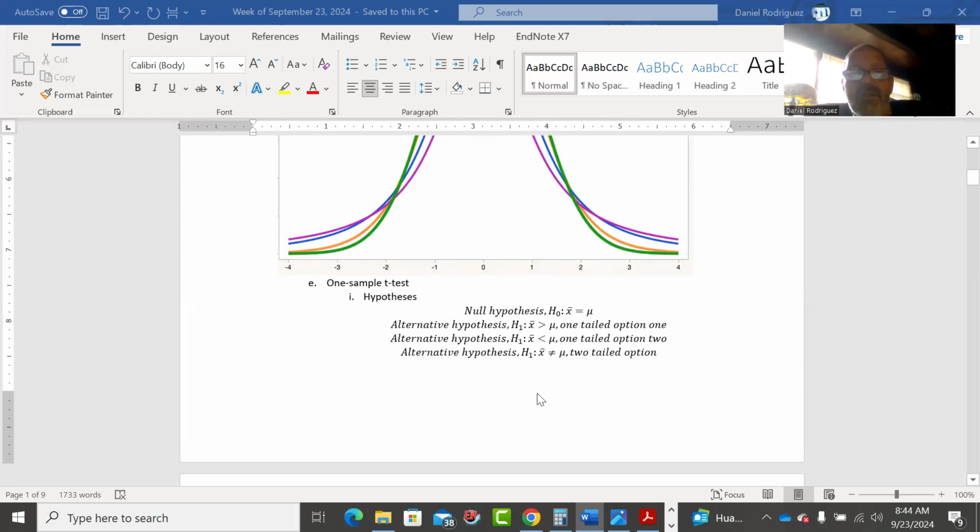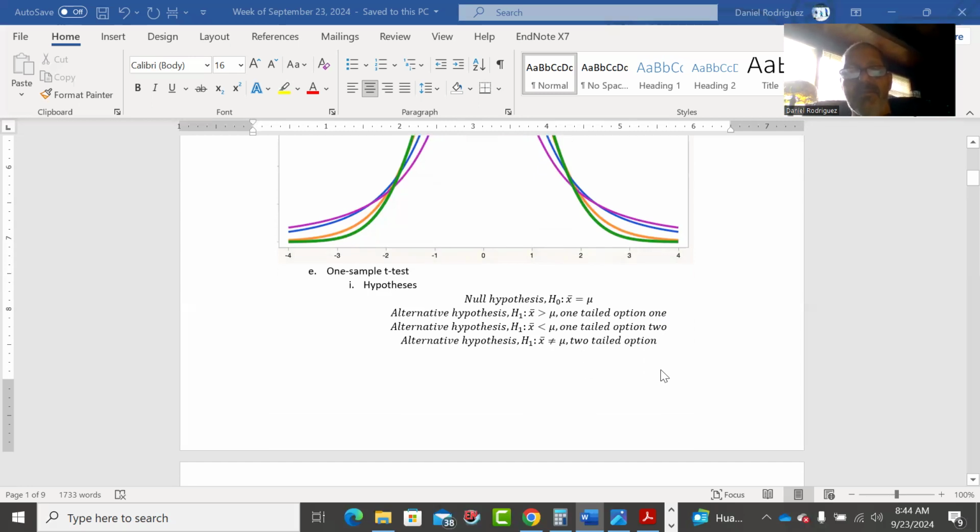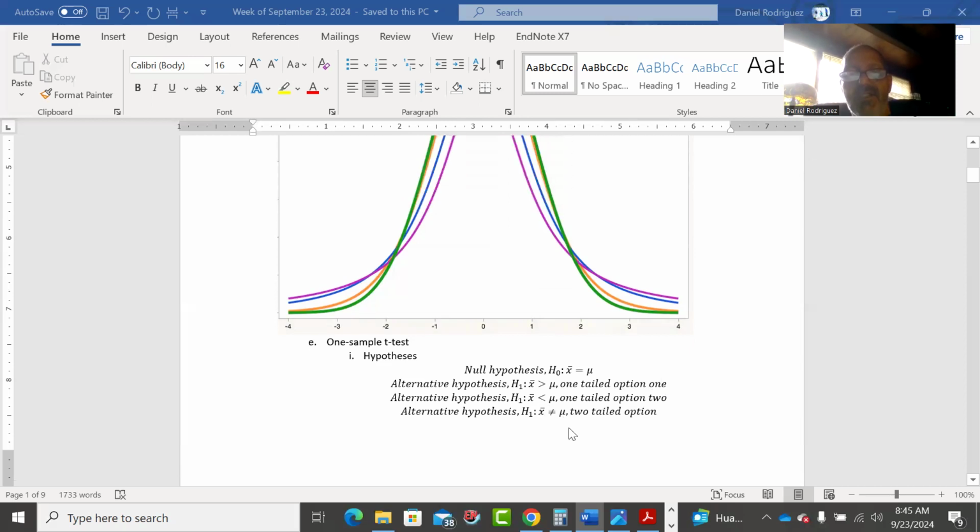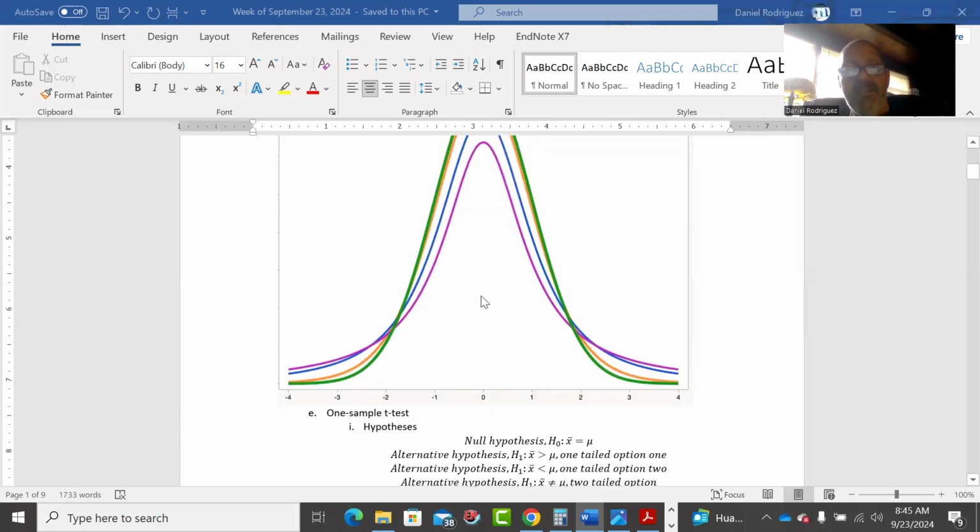Or, of course, our alternative hypothesis could be that the sample mean is not equal to the population mean. That's a two-tailed option. Two tails, because when I say it's not equal, that means that the sample mean could either be greater than the population mean, or the sample mean can be less. So if we're looking at less, we're going in this direction. If we're going to greater, we're looking in this direction, right? Because our sample mean is here, right? It's 0, standardized at 0. So we're making this comparison to that.